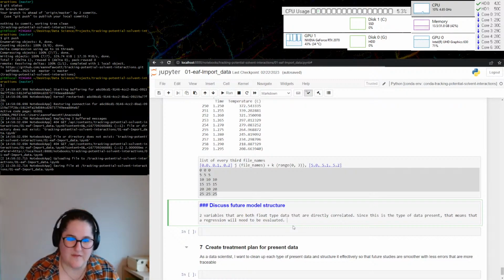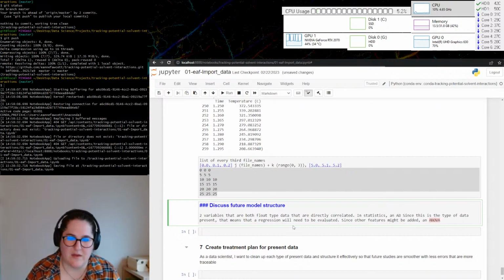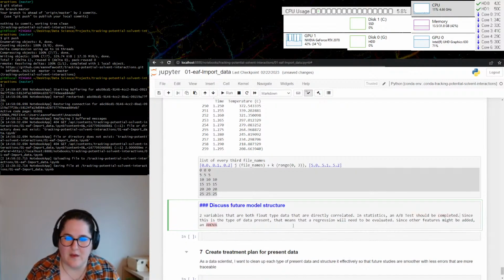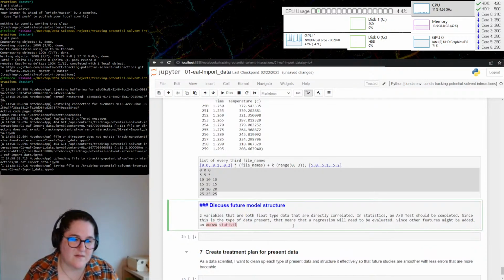But it also means that, since other features might be added, an ANOVA. So this is the type of statistical test that is directly correlated. In statistics, an A/B test should be completed. That's comparing one thing directly to another. Since other features might be added, an ANOVA statistically should be considered.